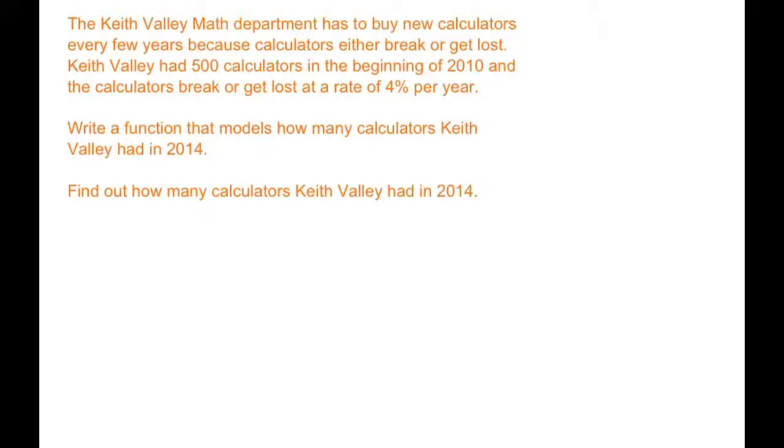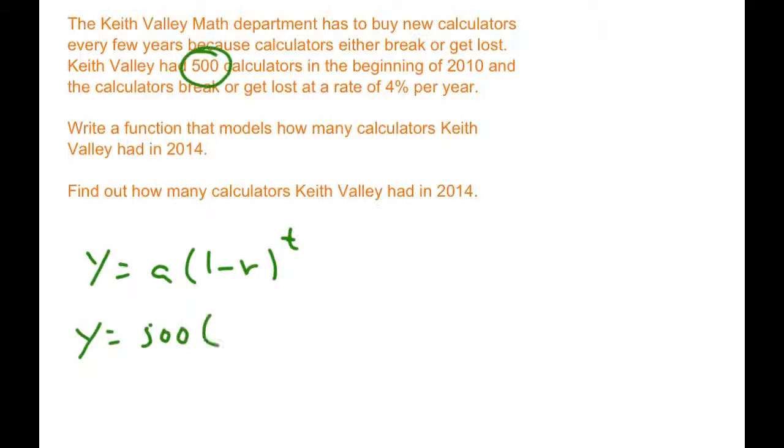All right, so we have our y equals a times 1 minus r to the t power, our decay factor model, and a, that's our initial amount. We started with 500 calculators. 1 minus r, r is that decay rate, 4%, but we're putting it in as a decimal, 0.04. And t is our time, and we want to know 2014. So if it started in 2010 and went to 2014, that's 4 years. I'll clean that up a little bit.